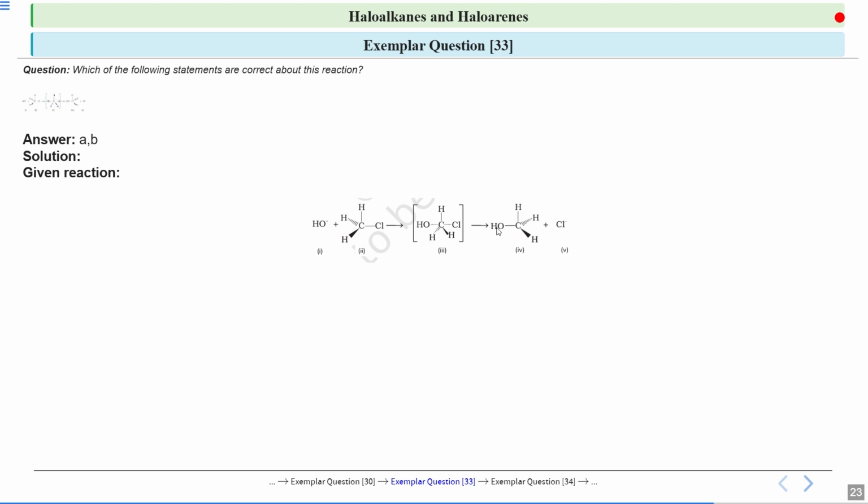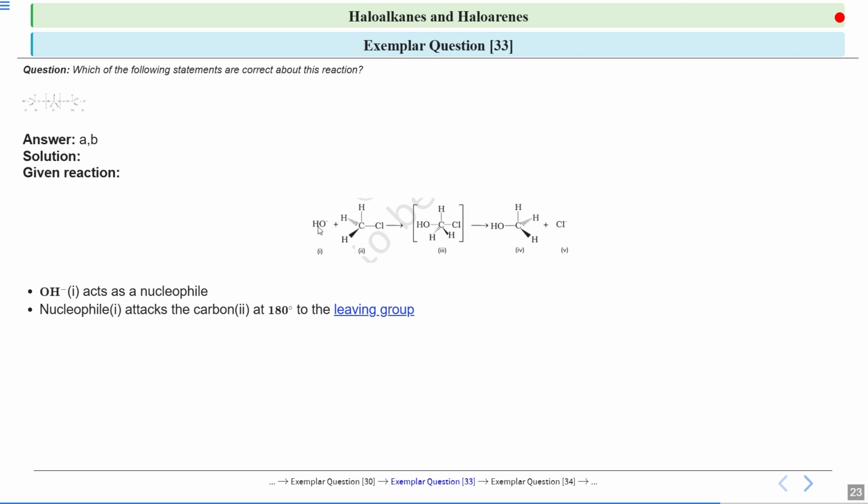You are getting the final product as methanol, plus chloride ion as a leaving group, which will be left from the reaction. This is the given reaction. Here the first is hydroxyl ion, which is acting as a nucleophile attacking the haloalkane, right? So the nucleophile first will attack the carbon present in the second at 180 degrees to the leaving group. The leaving group here is chlorine.